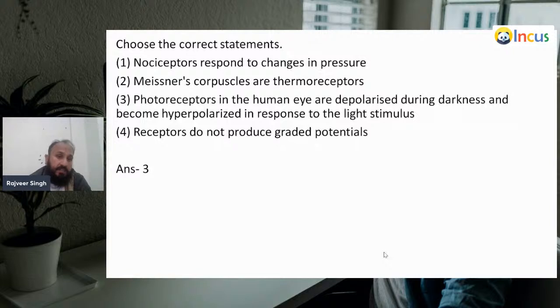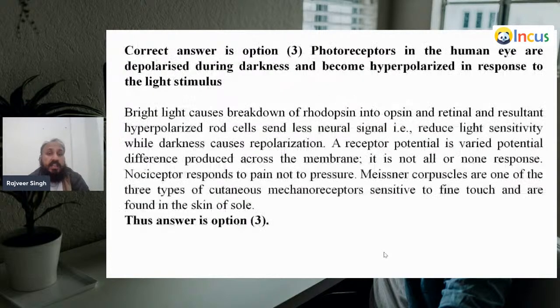Among them, our answer will be the third. Photoreceptors in the human eye are depolarized during darkness and become hyperpolarized in response to the light stimulus. So this is the right answer. If I talk more about this third option, bright light causes breakdown of rhodopsin into opsin and retinal, and the resultant hyperpolarized rod cell sends less neural signal. It means reduced light sensitivity, while darkness causes repolarization.